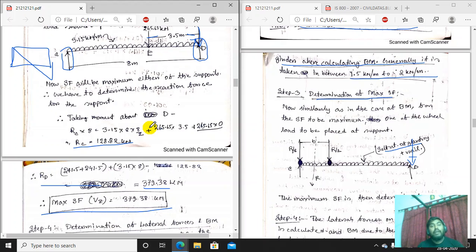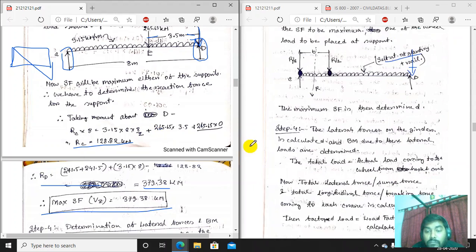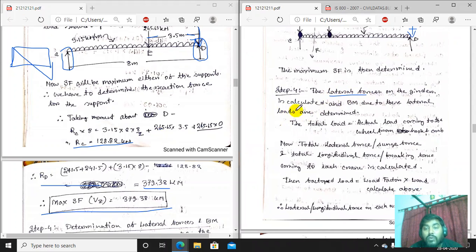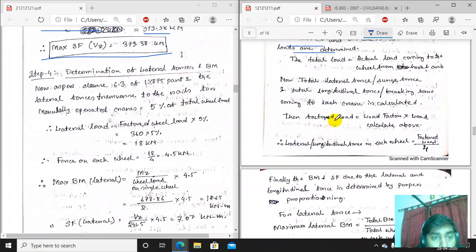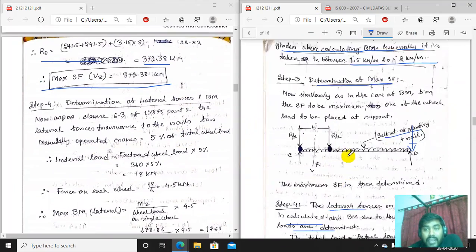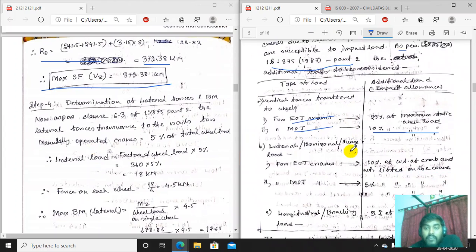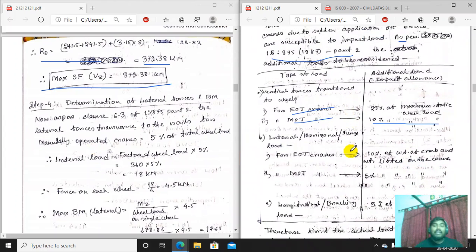So we have found the maximum bending moment and the maximum shear force. Now we can concentrate on finding the bending moment due to the lateral forces. Step number 4, the lateral bending moment we have to find out. Now the lateral load we have to find out. If we again go to the loading diagram, we do not have the value of the lateral load. Here only the vertical loads are given, but no lateral loads are given.